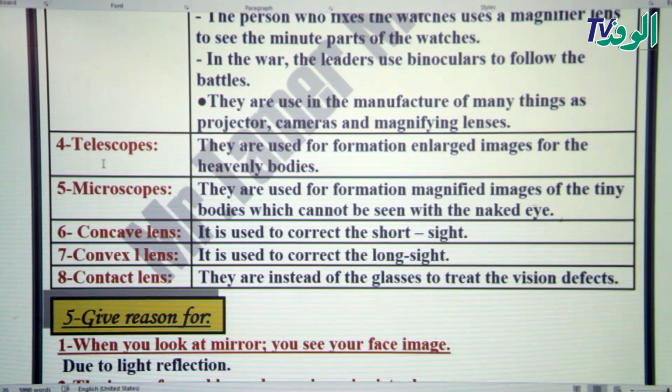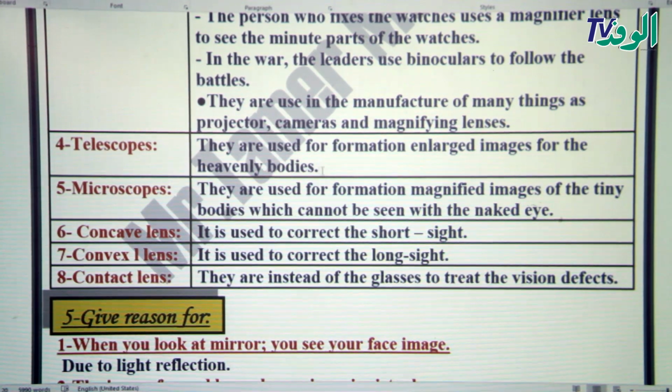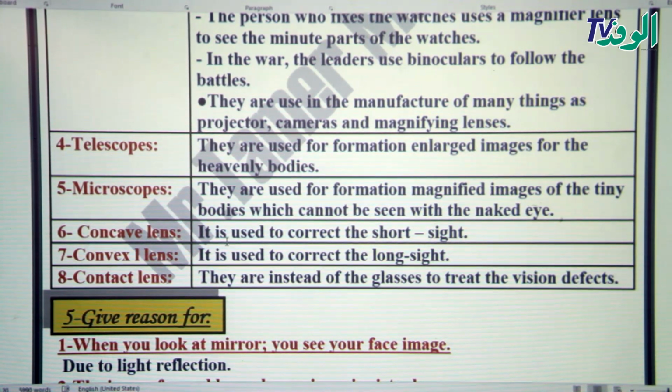One of the most important items that we have used is the telescope. It is used for the formation of enlarged images of the heavenly bodies or celestial bodies. We use it to give a magnified image, and it is called the telescope, or in Arabic al-miqrab. It gives magnified images of the heavenly bodies, the space bodies.